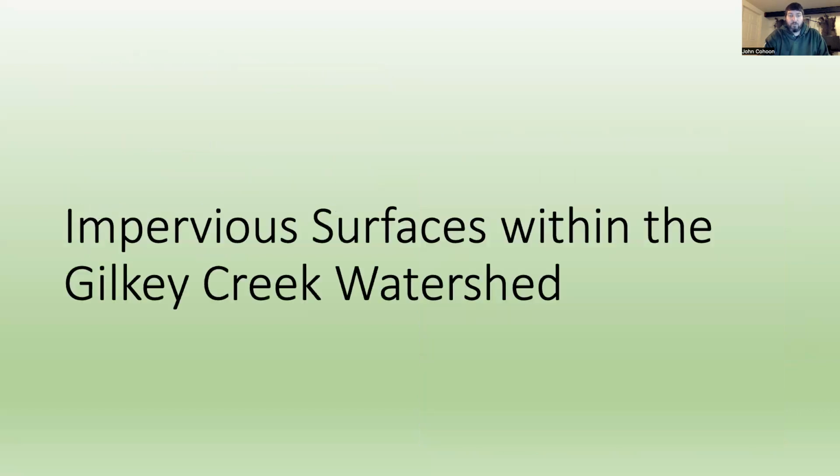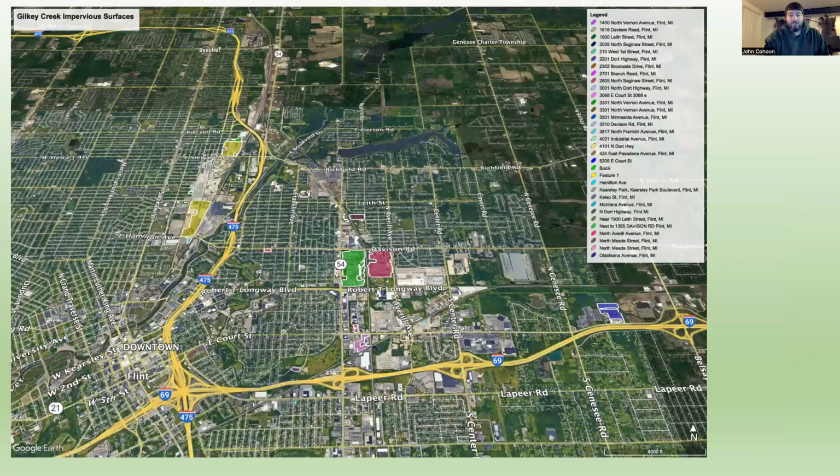So, impervious surfaces within the Gilkey Creek watershed. This map lists a variety of impervious surfaces in that legend up there in the right-hand corner of this image. I would like to point out that this initial survey was conducted using the U.S. Environmental Protection Agency's GIS layer for the Gilkey Creek subwatershed, which also includes portions of the Flint River watershed that just happen to be very near Gilkey Creek.